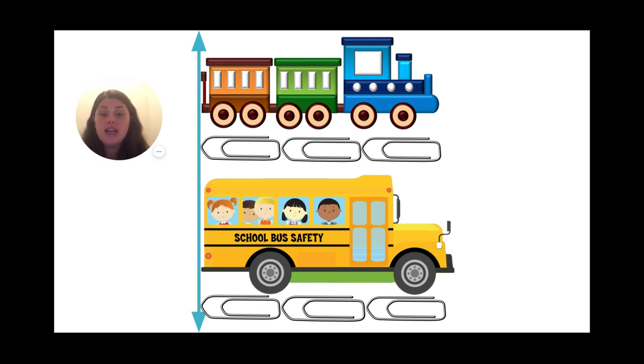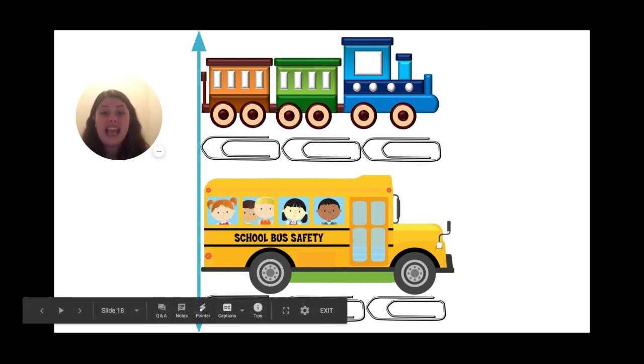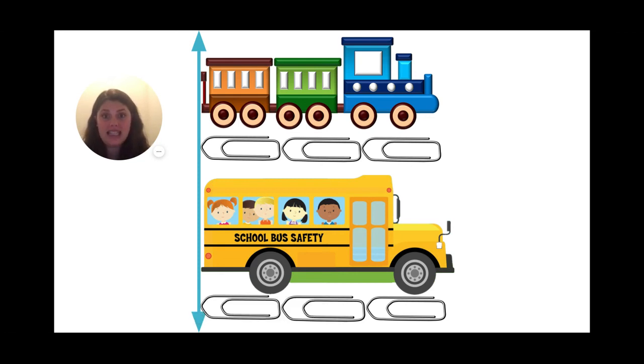So, friends, because we know the train is 3 paper clips and the bus is about 3, what would we say? Do we say that the train or bus is longer or shorter than the other? Do we say that they are about the same size, or do we say that they are equal to one another in length? That's right, Cubs. Good job. We would say that the train and the bus are about the same size in length. Fantastic.